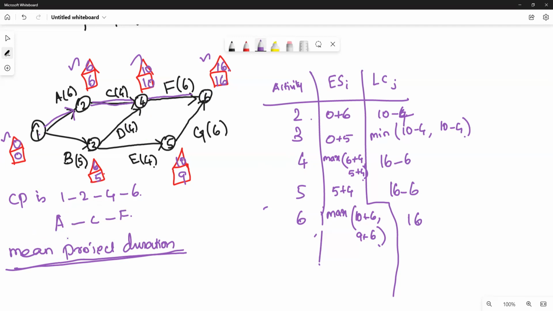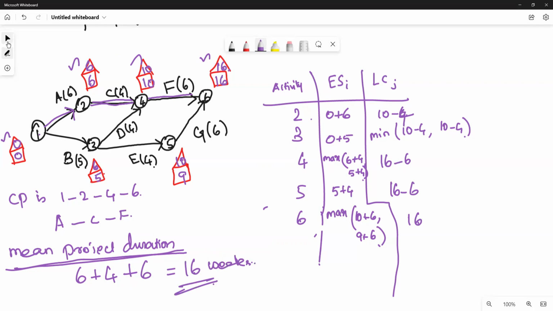Corresponding to A, mean duration is 6. Corresponding to C, mean duration is 4. Corresponding to F, the mean duration is 6. So the total is 16. Duration is given in terms of weeks. So it will take 16 weeks to complete the project. Okay, the first part of the question is over.